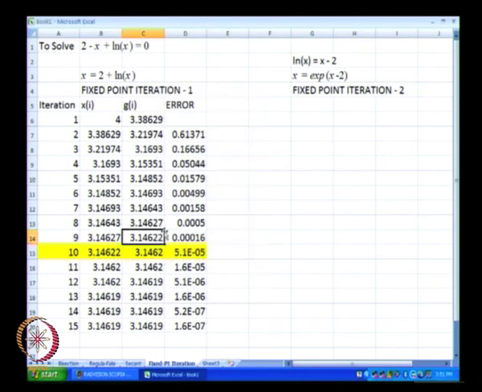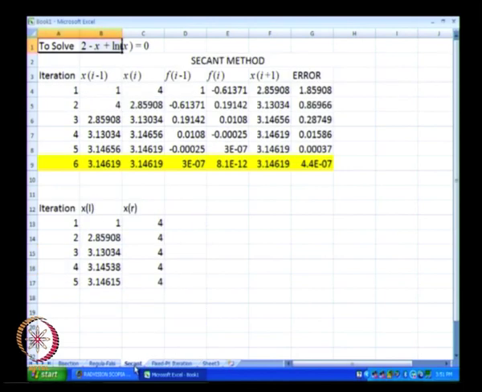As before, we will just highlight the final solution over here. The final solution again we get is 3.1462. Keep in mind that the solution we got from the secant method was 3.14619. Since our error criterion was 10 to the power minus 4, it is essentially up to that particular digit that we can be confident of the solution, not to the digit after that.